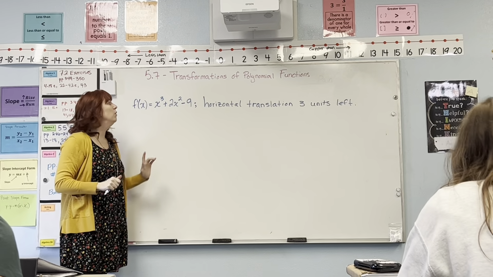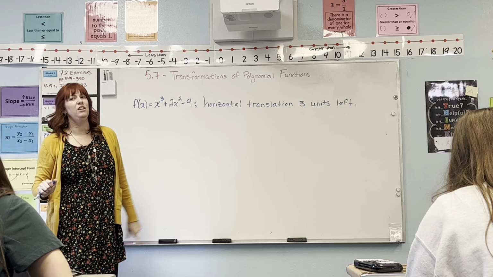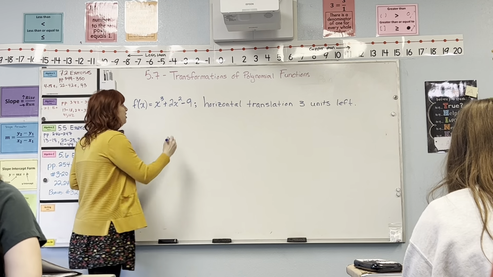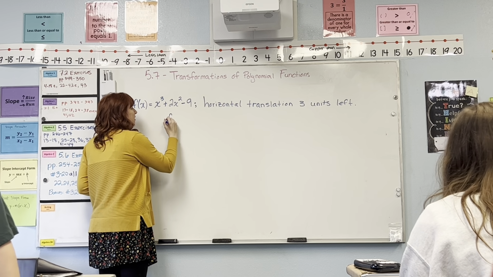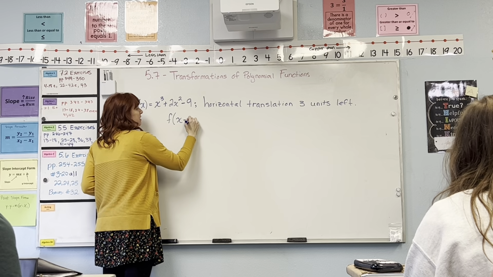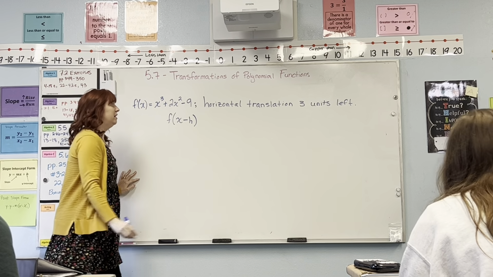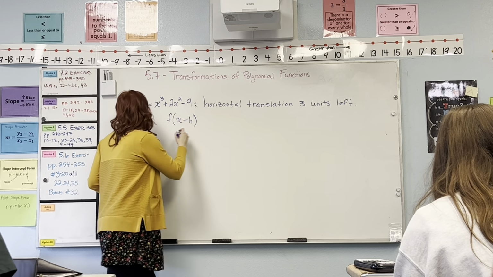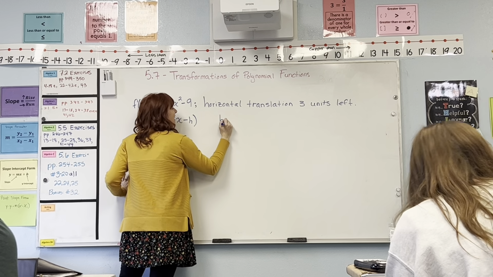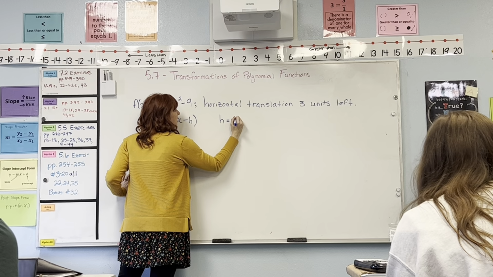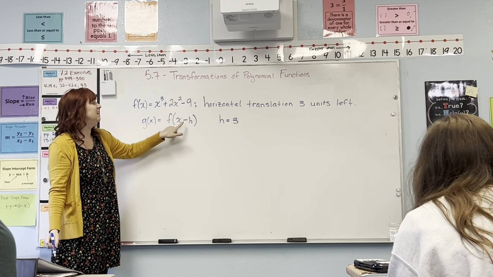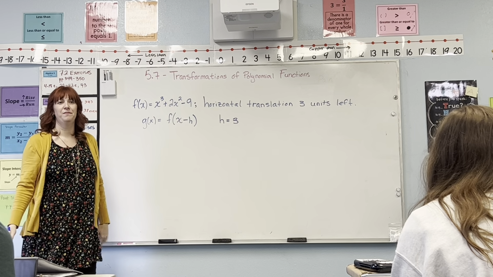All right. Horizontal translation 3 units left. Easy. What's the function notation for x minus h? f of x minus h. And h is what? 3, because when we plug it in, it'll say x minus 3. Okay, I goofed it up.